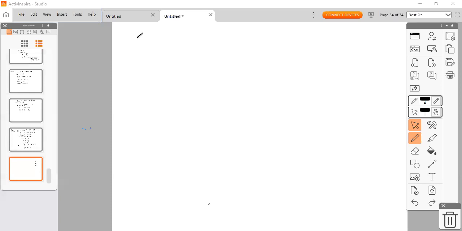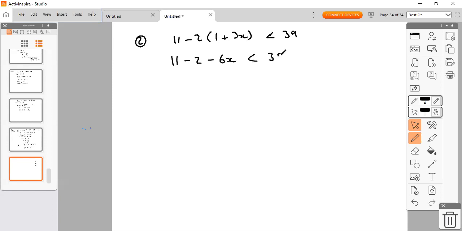All right, I'll go through the second one as well. Bracket out, so -2 minus 6x. So just be careful there with the symbol. Tidying that up will give us 9 minus 6x. Take that 9 over, gives us 39 minus 9.